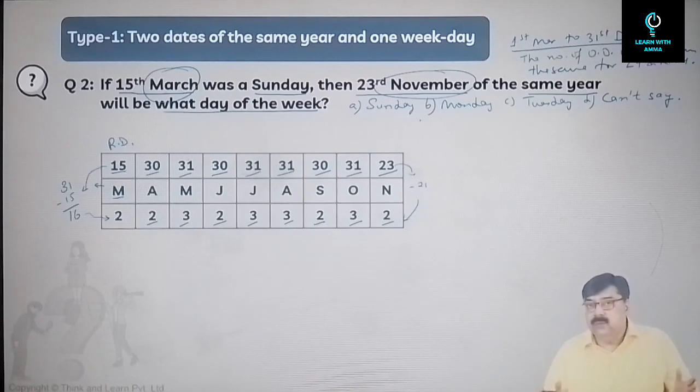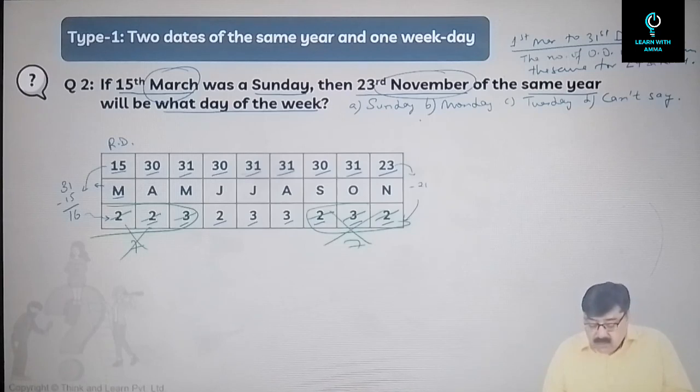You keep on cancelling 7 at a time. So 2 plus 2 plus 3 is gone here. Again, 2 plus 3 plus 2 is gone here because that amounts to 7. So this is 7, this is 7. So these are subtracted. Now 2 plus 3 plus 3 is 8. Now 8 minus 7 again should give you 1. So there is 1 odd day for the said period.